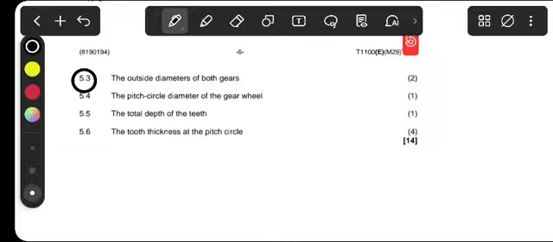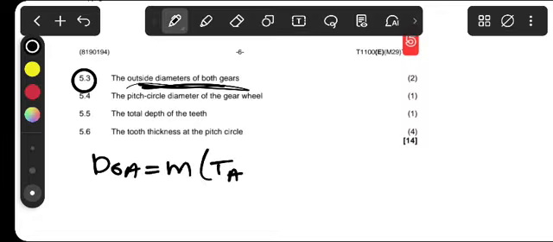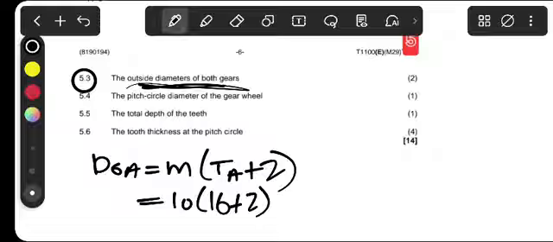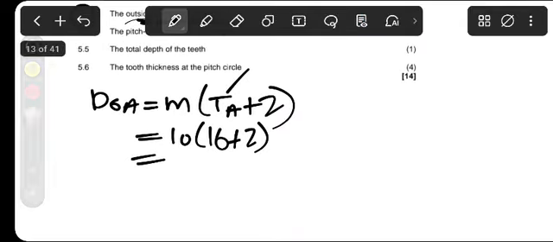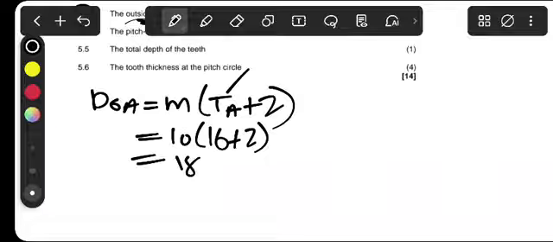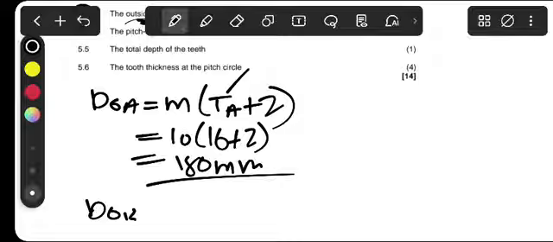5.3, the outside diameter of both gears. The outside diameter of A must be equal to the modulus multiplied by TA plus 2. Guys, this is a repetition. The modulus is 10, the teeth of A is 16, plus 2. It's 180 millimeter. So the outside diameter of B will be the modulus multiplied by the teeth of B plus 2.